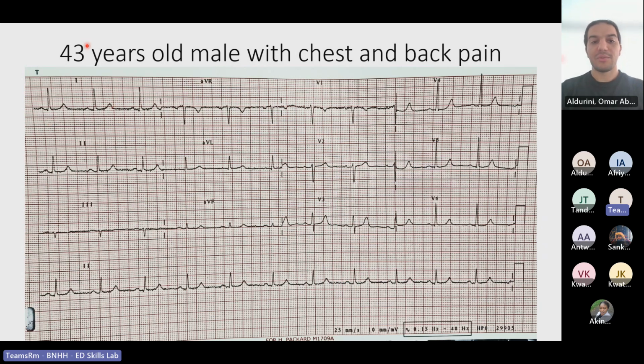This is a 43-year-old male presented with chest and back pain. I remember this man because it was 7 a.m. that day, and he was about to go to work, and suddenly, while putting his clothes on, he started feeling that his chest was not feeling well, and the pain started going upwards and did not come back. At first he thought it was just reflux, so he tried antacids, but they didn't help, and then he decided to come to the hospital.